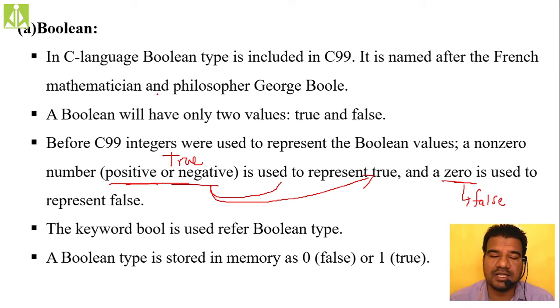But after C99, we have the flexibility of using boolean types in our programming. To store a false case, we use 0, and to store a true case, we use 1. 0 is for false case and 1 is for true case. The keyword bool, B-O-O-L, is used to indicate the boolean type.